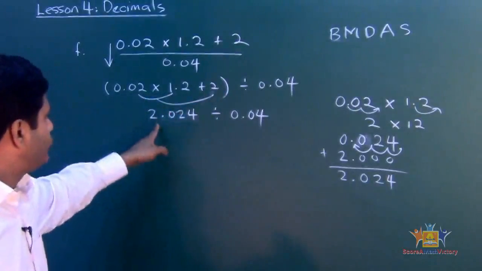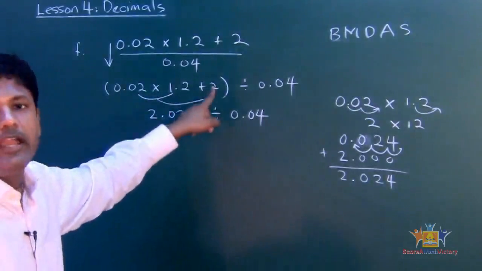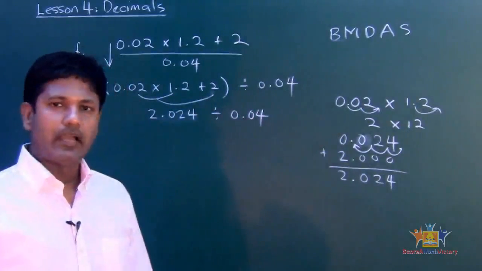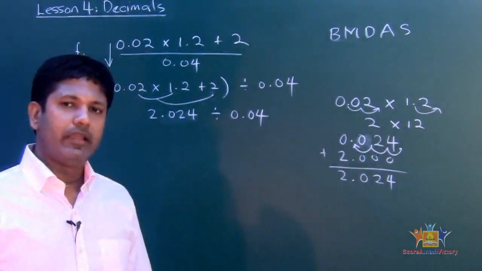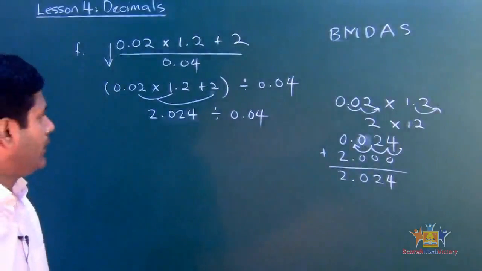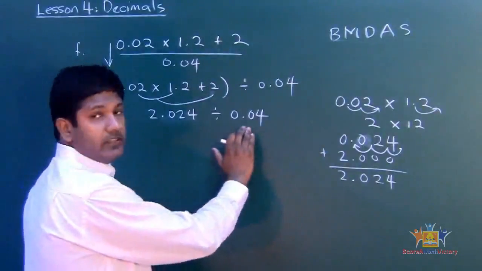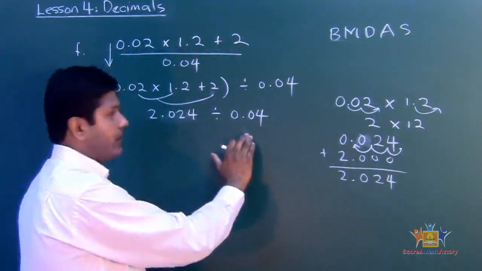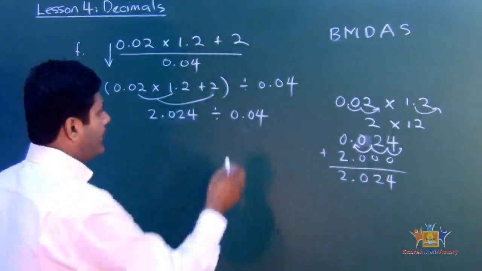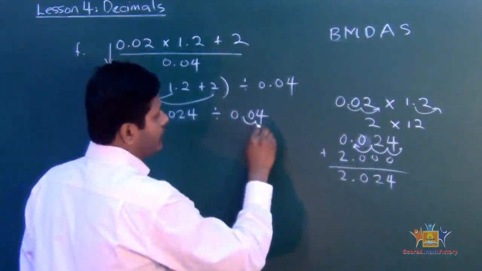So now it's 2.024 divided by 0.04. So how do you do that? When you divide, that's right, forget it. Okay, we're going to use the forget it method. Only the divisor is going to do the forget it method. In other words, we're going to make the divisor a round number, a whole number. So we're going to move the decimal out. How many times? 1, 2.